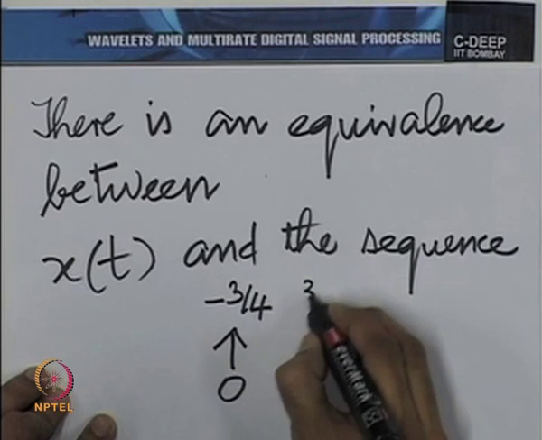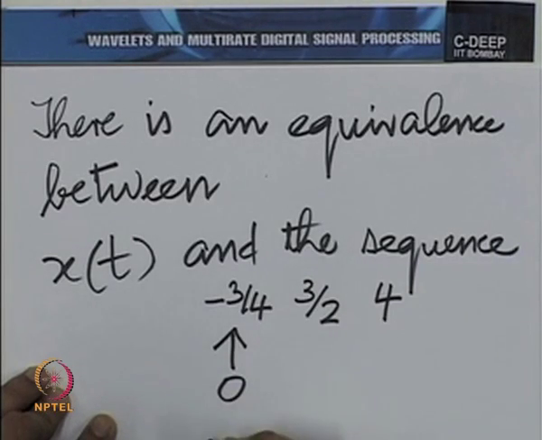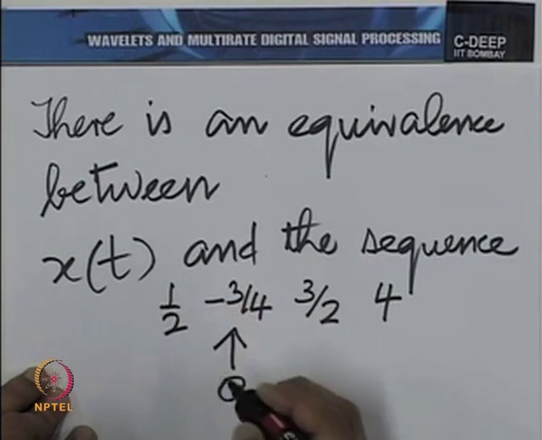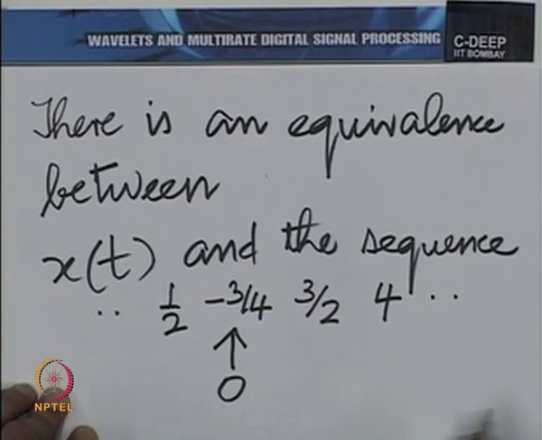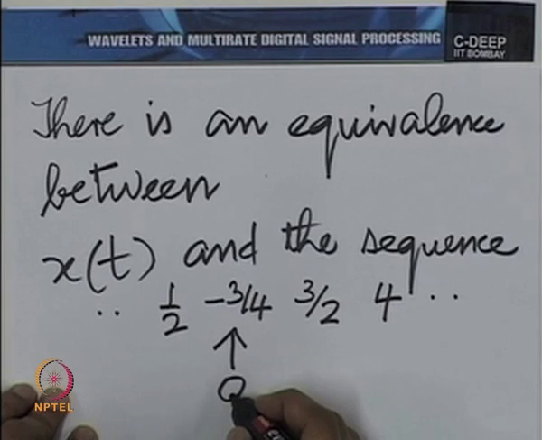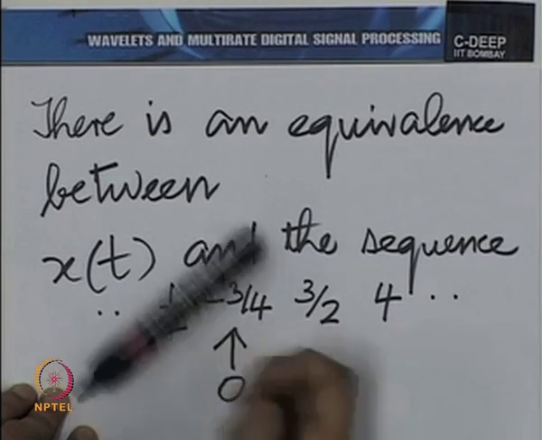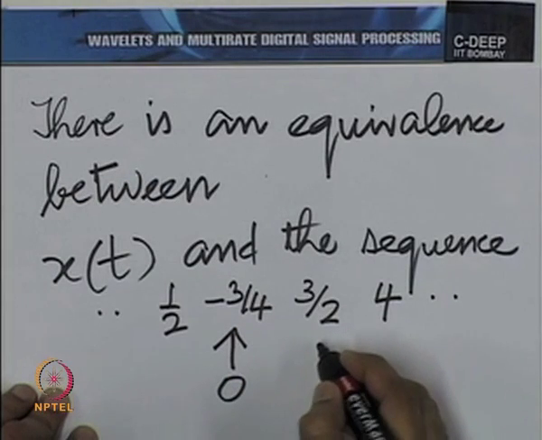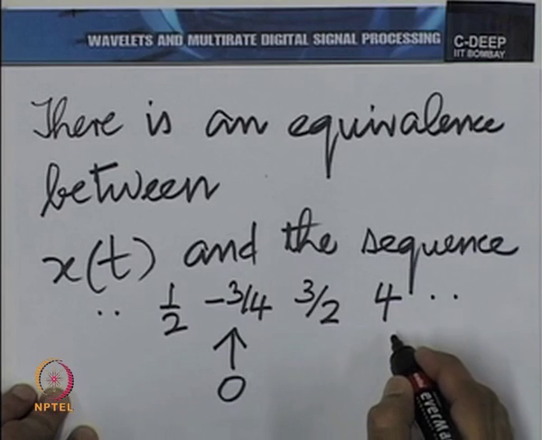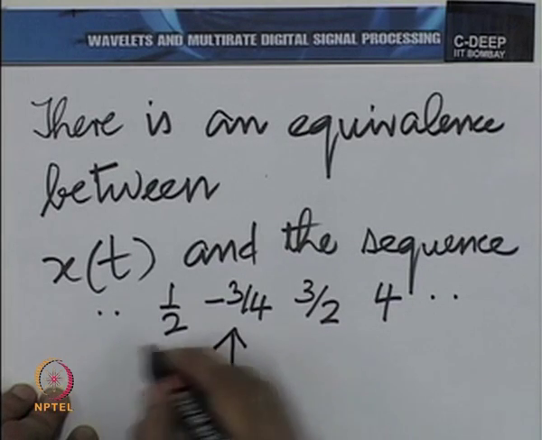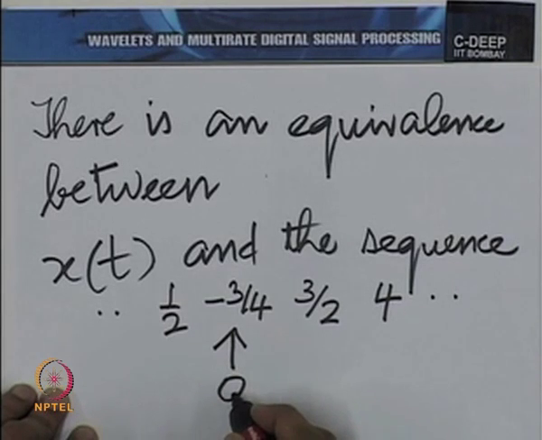And then of course, you have 3 by 2 at 1, 4 at 2, half at minus 1 and so on. So, when we write a sequence in this notation, what we mean is that this is the sample at n equal to 0, and then the other samples are arranged in the right order. So, for example, this is the sample at n equal to 1, the sample at n equal to 2, the sample at n equal to minus 1 and so on in the correct order around the sample that we have marked.